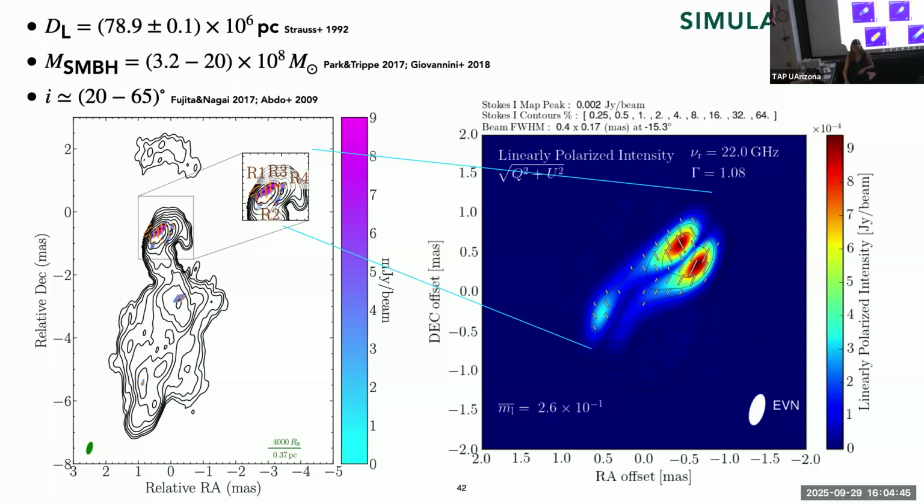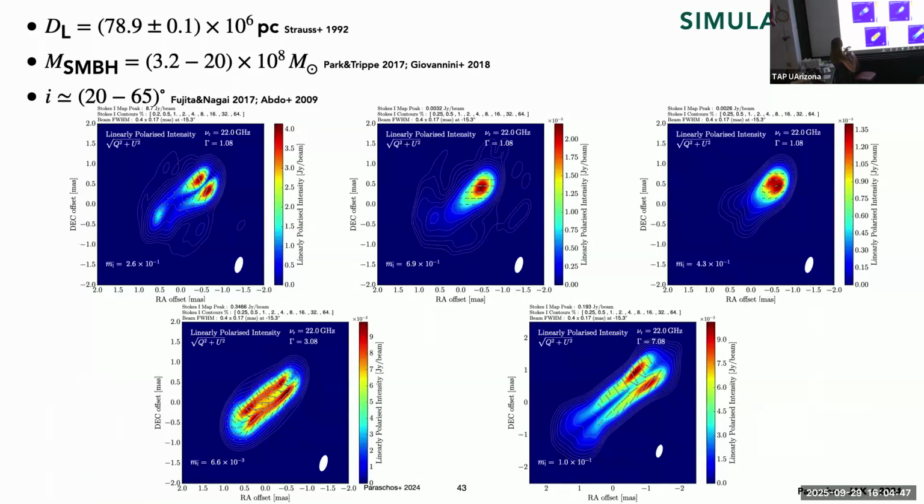And in that study, we chose different underlying magnetic fields, and different Lorentz factors, so different speeds of the jet. In the top row, you can see different magnetic fields for a Lorentz factor of 1. So this is a toroidal magnetic field, a helical magnetic field, and a toroidal and a helical magnetic field. And then we changed the Lorentz factor for a toroidal field from 1 to 3 to 7.